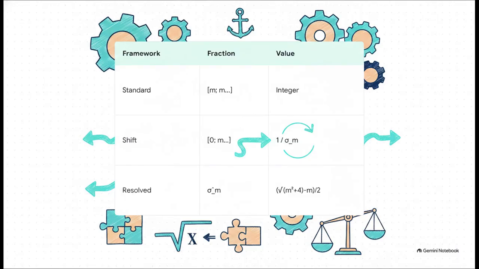Let's actually look under the hood at the algebra for a second. Taking the standard metallic mean, which again is anchored to that integer offset m, we apply our fractional shift. By changing that leading integer to 0, the algebraic value essentially becomes the reciprocal of the standard mean, so it's 1 over sigma sub m. Mathematically, this new fractional shift resolves to a very specific equation. It's the square root of m squared plus 4 minus m, all divided by 2. And this specific algebraic tweak does something absolutely crucial to the resulting value.